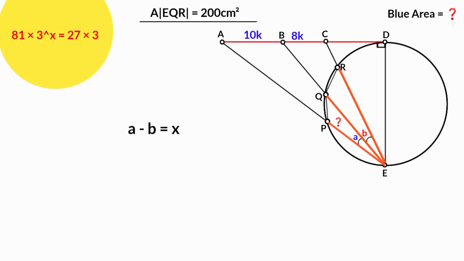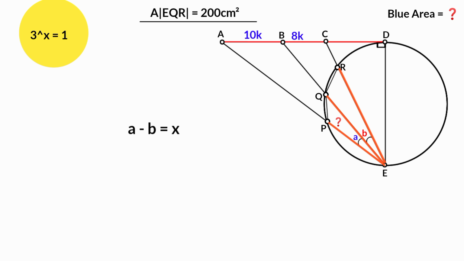Here we have that 81 times 3 power x equal to 27 times 3. This 27 is 9 times 3. This 3 times this 3 is 9. 9 times 9 is 81. So 81 times 3 power x equal to 81. Divide both sides by 81. Here 81 cancels 81, while here 81 divided by 81 is 1. So 3 power x equal to 1.